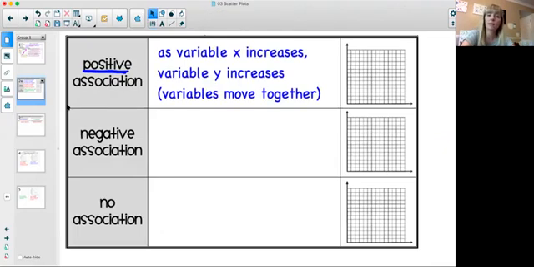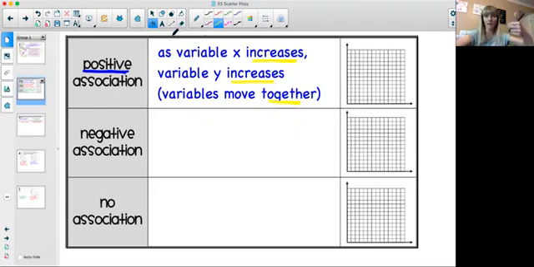So here's what we're going to write down for positive association. As variable X increases, so does variable Y. In other words, they move together. As one goes up, the other one goes up, like temperature and beach visitors, okay? As one increases, so does the other one, okay?